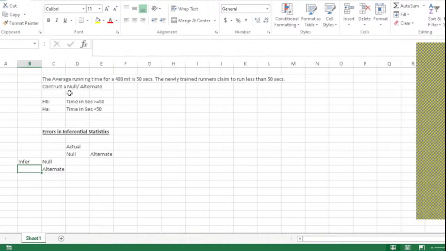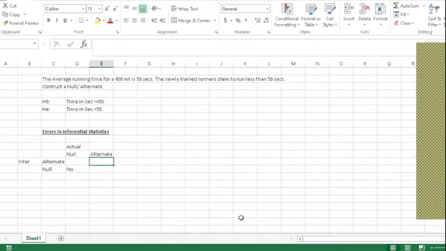So where do you think we can make errors? Rather, I'll just reverse this, alternate and null. Where do you think I'm making error? If actually it is null, I am also inferring null. Will I make an error here? Actual situation is null, and I also infer null. Did I make error? No, we did not make error here.